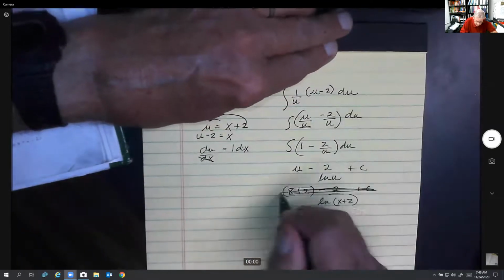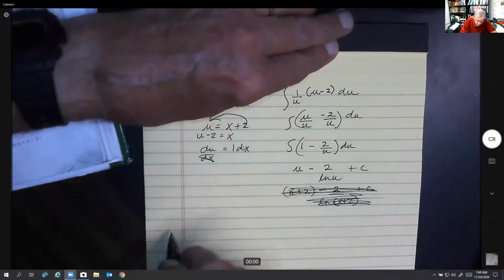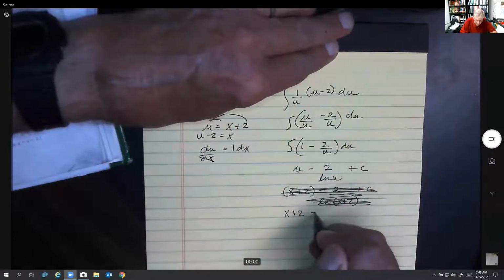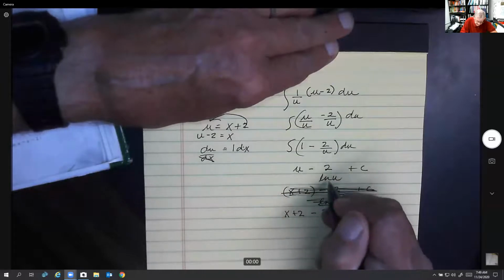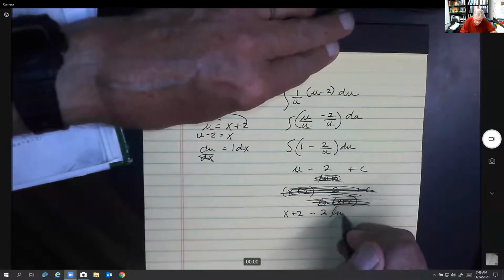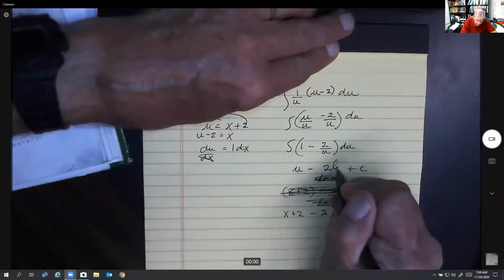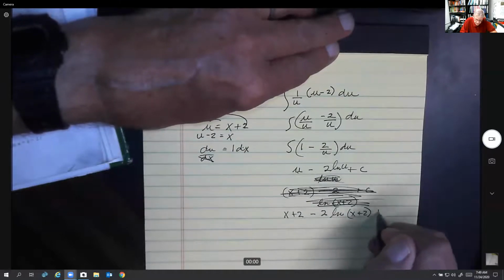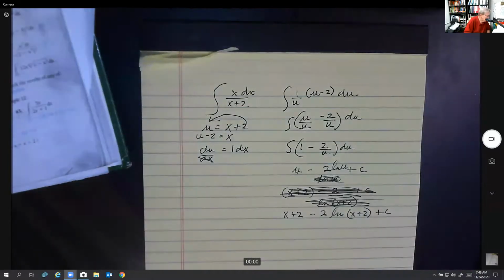Let's see. Wait a second. I made a mistake here. U is x plus 2, right? Minus 2. And it's not over. It's 2 natural log of u, which is x plus 2 plus c. There we go.